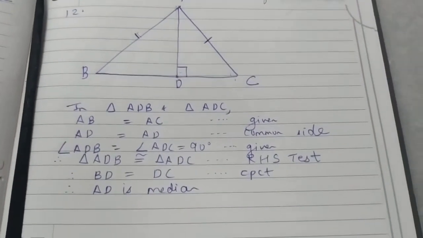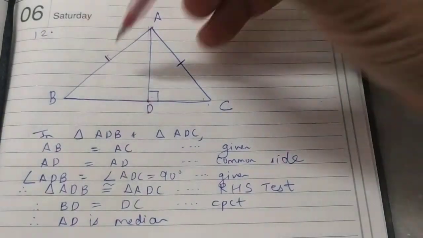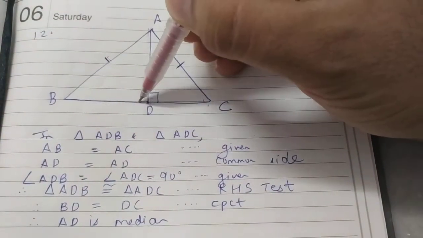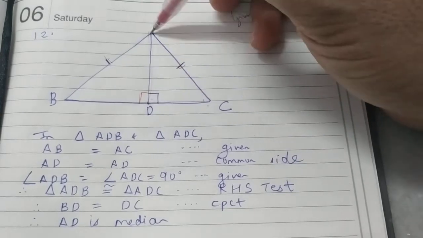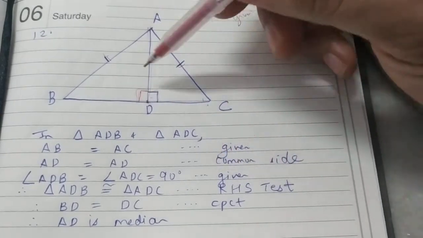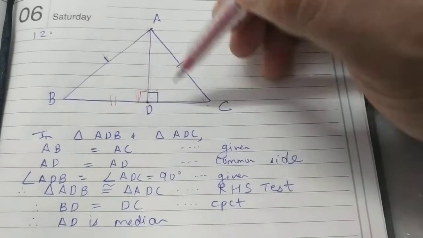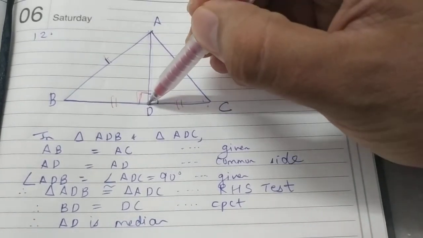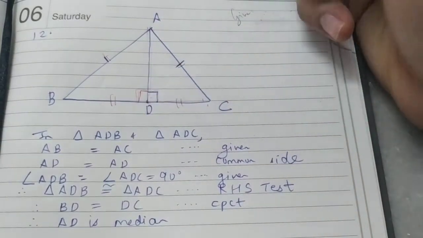So, obviously, we'll prove these two triangles congruent. This seems to be RHS test. Let's see: hypotenuse, hypotenuse, side, side, right angle, right angle. So, RHS test, congruent. That means this side is equal to this side. That means D is a midpoint. Hence, AD is the median. Done.